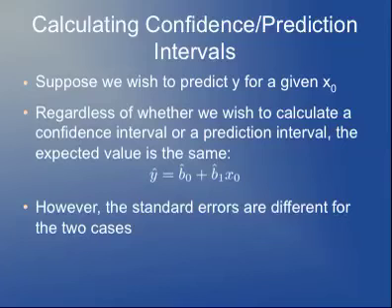So, how do we calculate confidence intervals or prediction intervals? Say that we want to predict the value of y for a given x0. Regardless of whether we want to calculate a confidence interval or a prediction interval, the expected value is always the same: y hat equals b0 hat plus b1 hat times x0. Not surprisingly, the best prediction of either the mean height of the forest or the height of an individual tree is just you plug in x0 to your regression line and see what you get. But the standard errors will be different in the two cases.